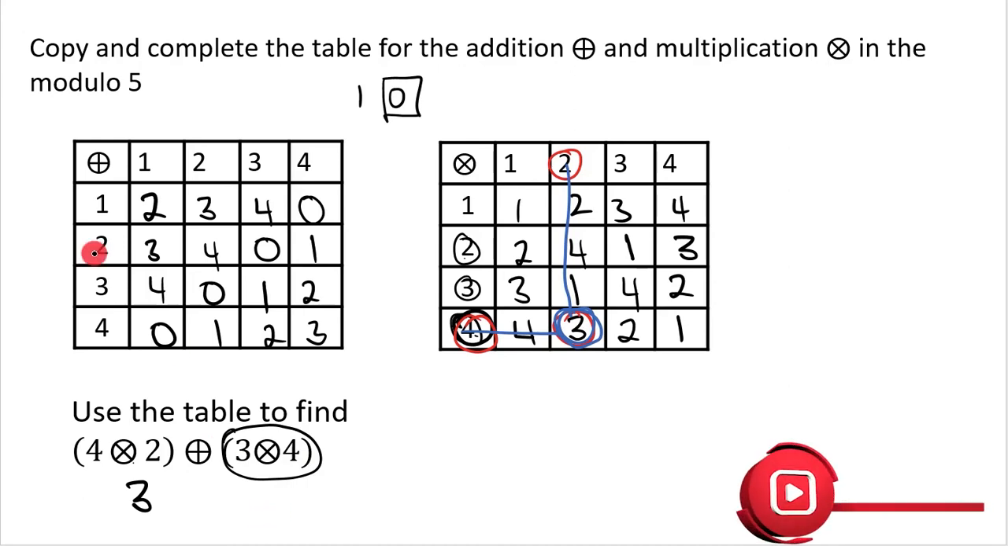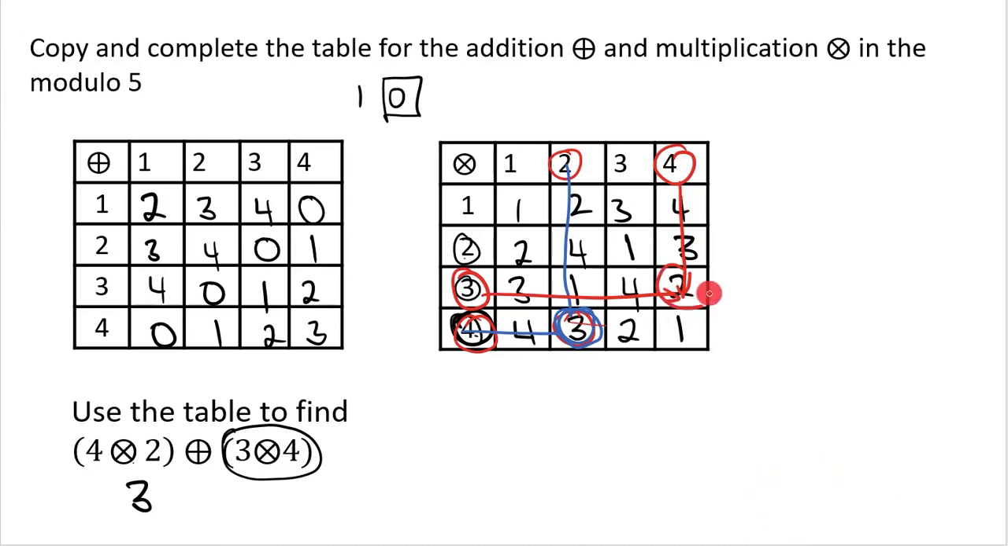Now 3 times 4. So 3 here times 4 here. This is the 4, so they meet at this point. So 3 times 4, the answer from the table is 2. So we are going to have our 2 here.